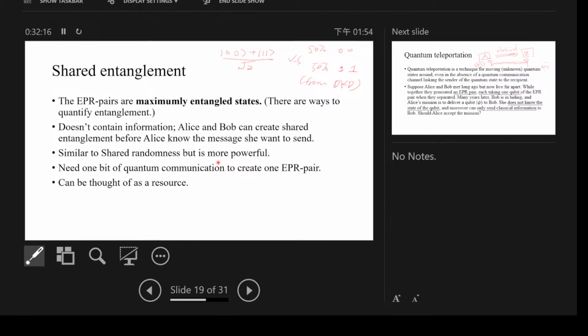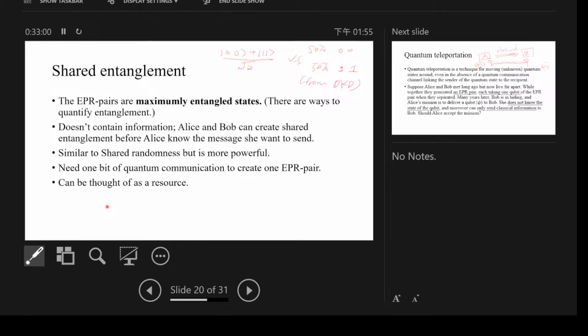Then there is a bad part of shared entanglement, which is creating it. Assuming Alice and Bob are far away, you need to use some quantum communication to create it. You need to use one qubit of quantum communication to create one pair of shared entanglement, so one EPR pair. And we see that is a very useful resource, because by using one EPR pair, we can do superdense coding with one bit. Okay, some resources that get used.